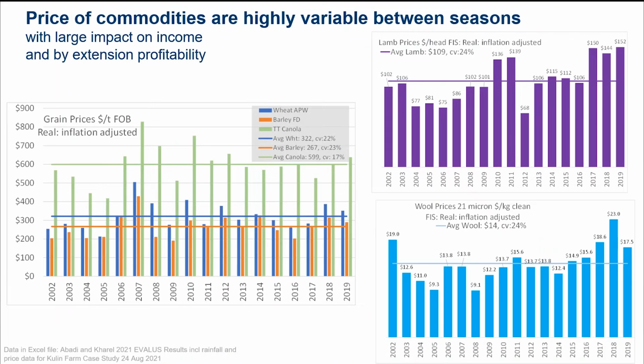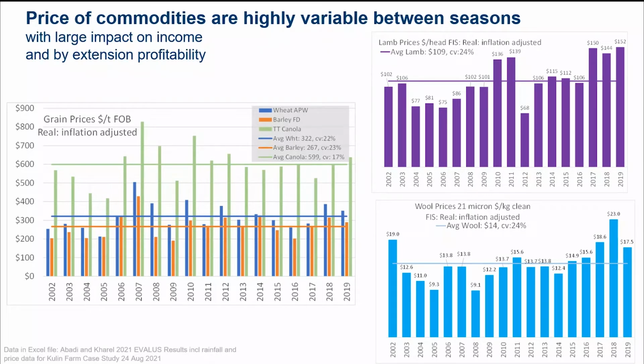Then you can see the grain prices on the left-hand box varying crazily. So green is TT canola, blue is wheat, and so is barley. They all go up and down. They all move in significant ways, which also affects your profitability, because you put the crop in hoping to get X amount of profit, but what you can sell it for is a different matter, because the seasons have different seasonal prices. The lamb prices are the purple bars.